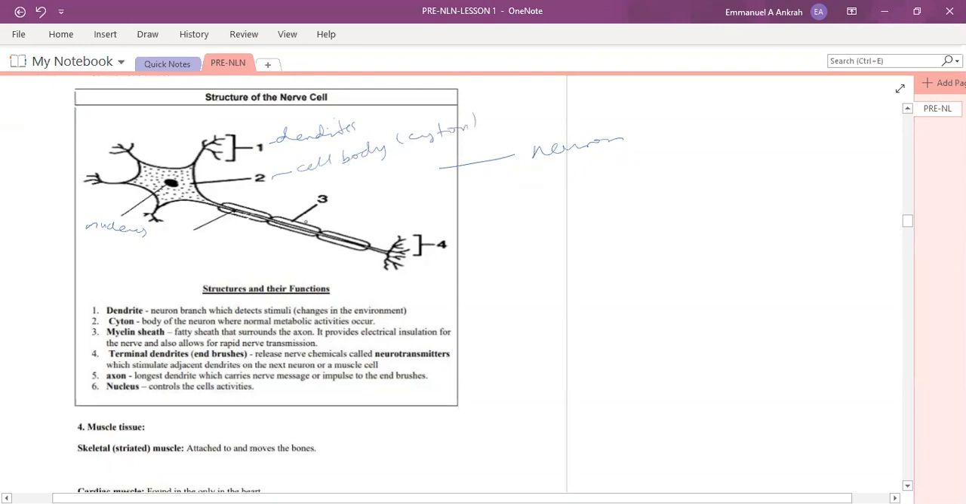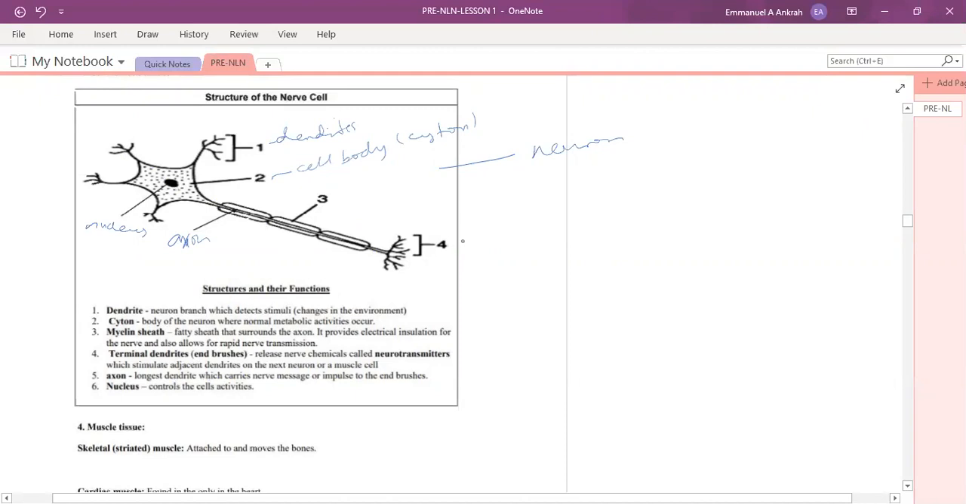Then the long structure here is the axon. The axon is like the longest dendrite. So it carries the nerve message or the impulse to the end. You know, so the impulse generated here at the end dendrites, then travels along the cell body, gets to the axon to the other end here.